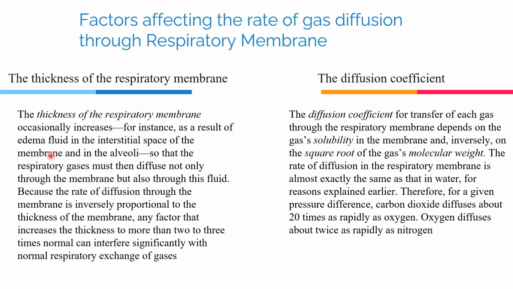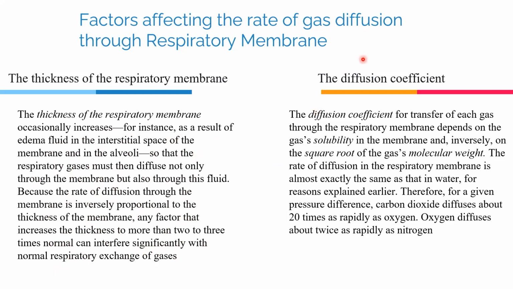For instance, as a result of edema fluid in the interstitial space of the membrane and in the alveoli, so that the respiratory gases must then diffuse not only through the membrane but also through this edema fluid. Because the rate of diffusion through the membrane is inversely proportional to the thickness of the membrane, any factor that increases the thickness to more than 2 to 3 times normal can interfere significantly with the normal respiratory exchange of gases.